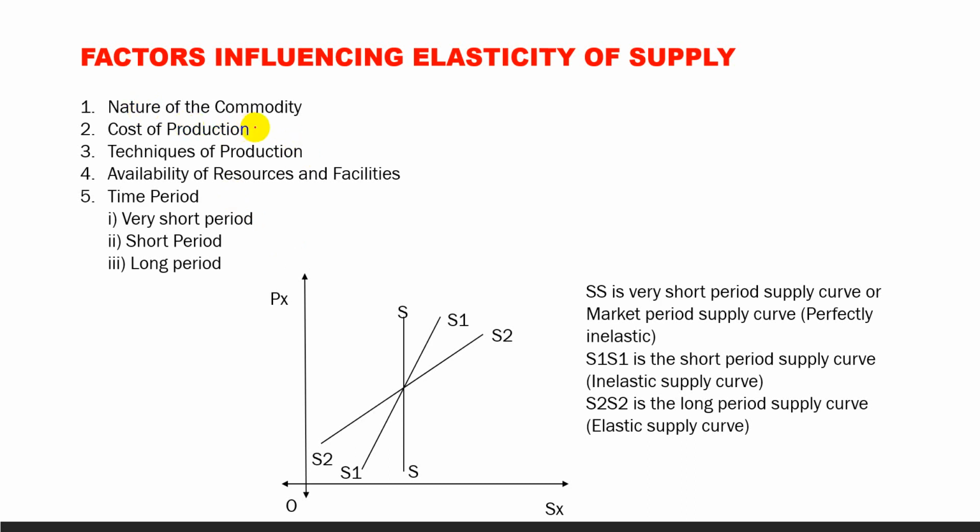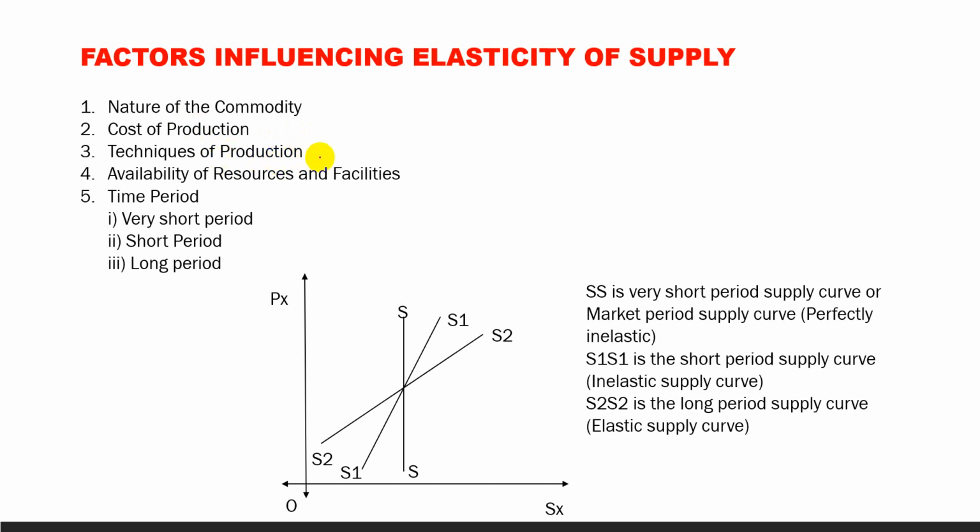Cost of production. Elasticity of supply of a commodity to a large extent is governed by its cost of production. If the production is subject to the law of diminishing costs, then supply will be elastic. On the other hand, if the law of increasing cost is in operation, the supply will be inelastic. It will be very difficult to increase supply under the rising cost conditions.